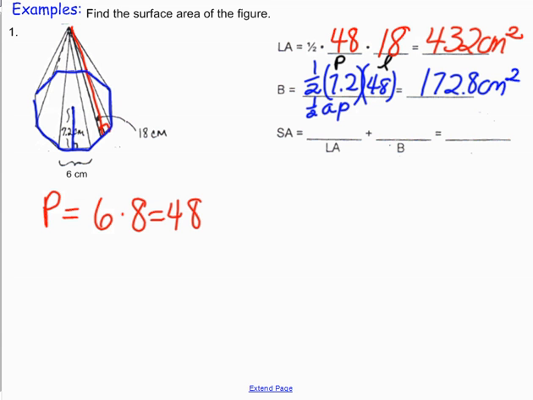So now we're just going to add those two together, the lateral area and the base, and we end up with a total surface area of 604.8 centimeters squared.